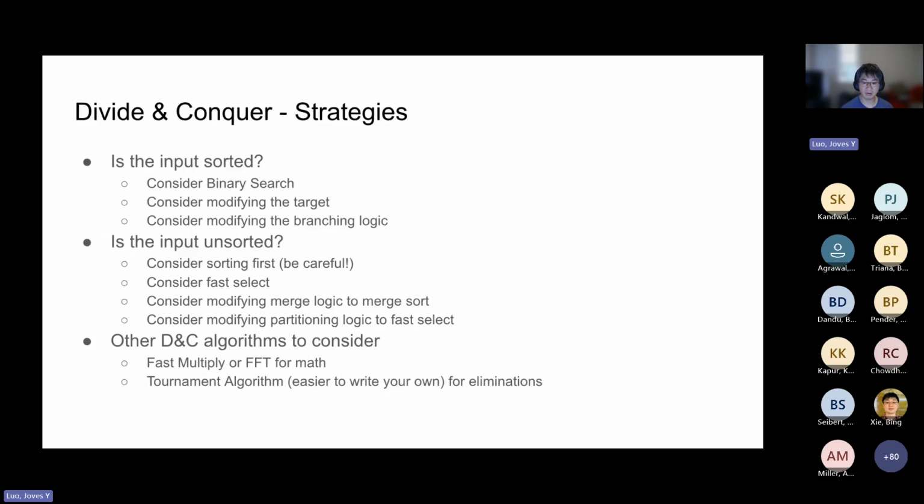Like if you're like, well, my target isn't right, my branching strategy isn't right, and my final return value isn't right, but it's all log n, therefore I should get all my points, and that's just not the case, right? If your solution is completely broken, you may just get as few or fewer points than brute force. It just depends on how bad it is.